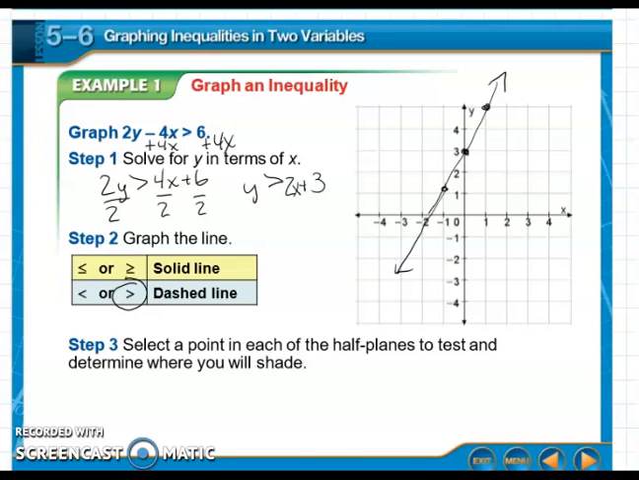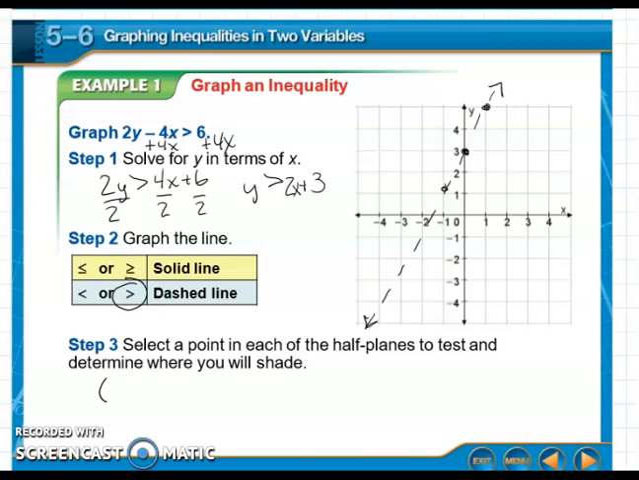But that's what the line would look like if it were the equation graph. So we're going to change this to just a dashed line because it's a dashed, no line underneath. So you graph it like this. Then you have to decide where all the points go with this inequality. Are they above the line? Are they below it?